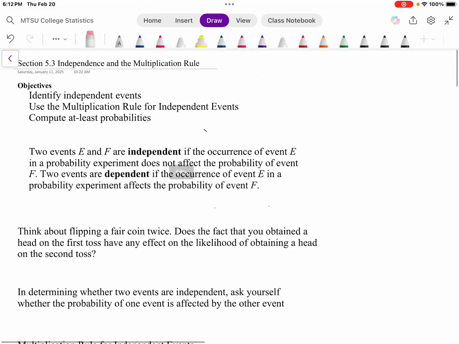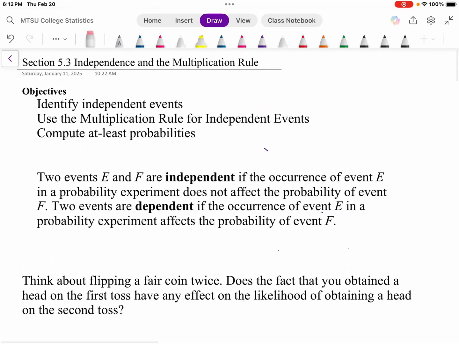All right, so in this lesson in section 5.3, we're going to be working with independent events and finding probabilities of independent events and some dependent events. We're going to be using the multiplication rule to do this. We're also going to use it when we see some "at least" situations. How do we compute those probabilities?